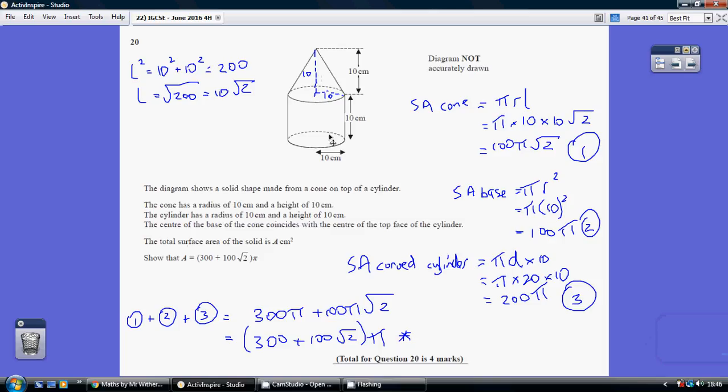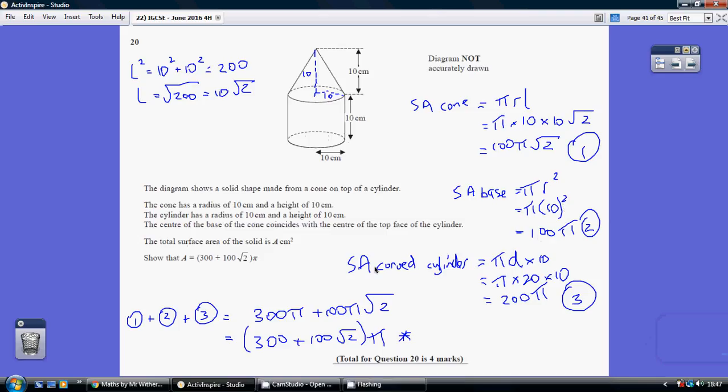This surface area comprises a circular base, this curvy bit of the cylinder, and the cone. So obviously the base is a circle, so that's pi r squared. So pi times the radius squared, pi times 10 squared, which is 100 pi.